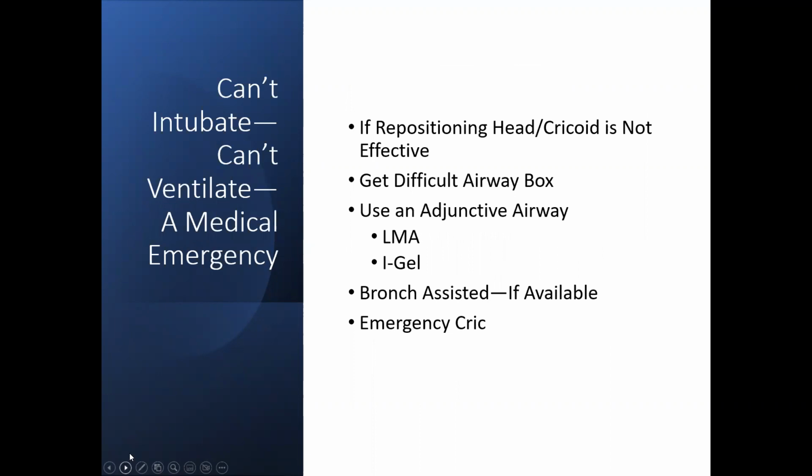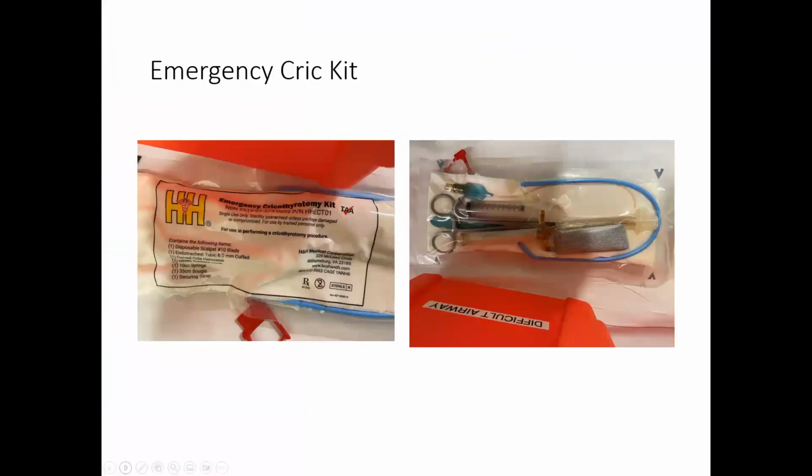Can't intubate, can't ventilate, it's a medical emergency. If repositioning the head and cricoid is not effective, get the difficult airway box. Use an adjunctive airway such as an LMA, or a bronch-assisted emergency cric kit in extreme circumstances. And this is really some of the elements of a difficult airway box.